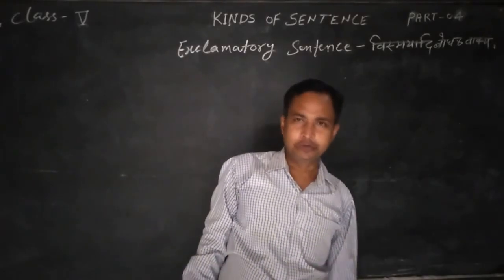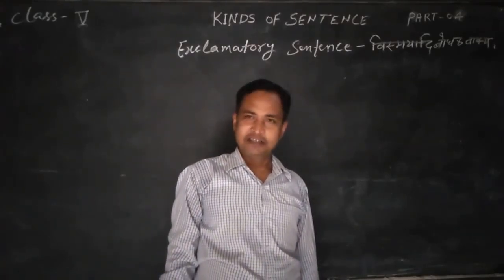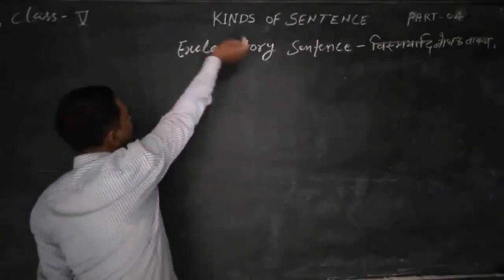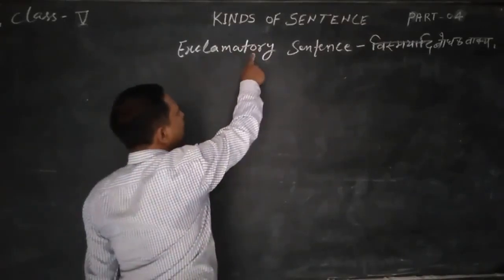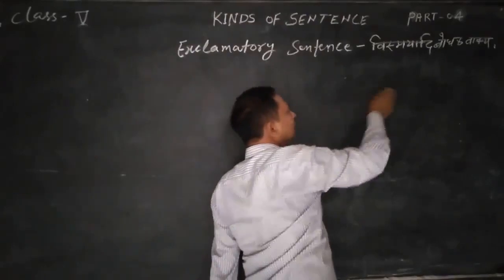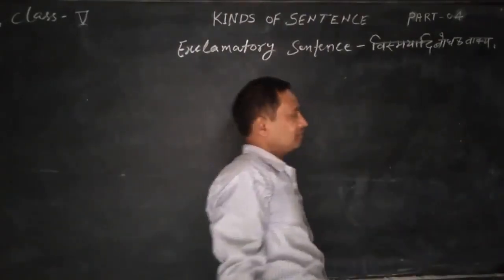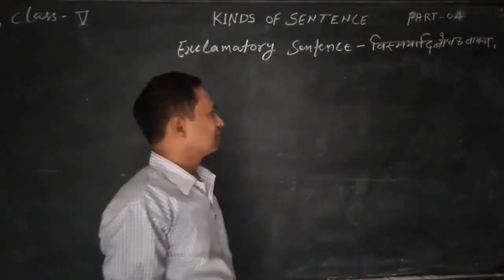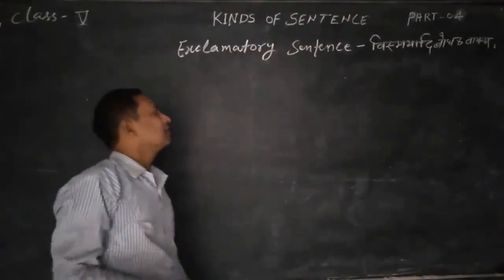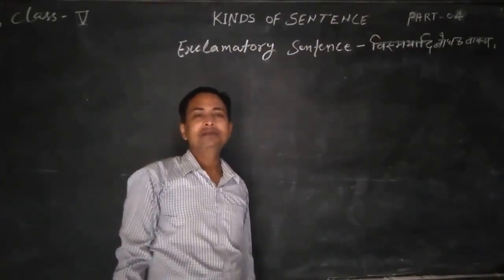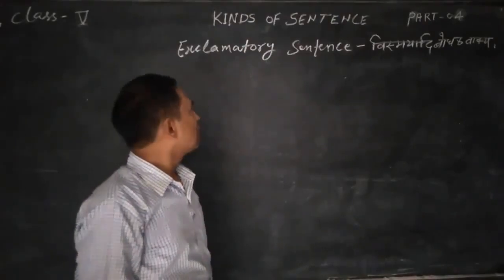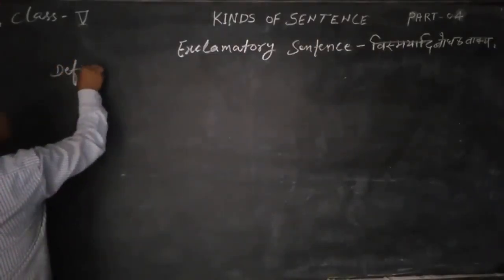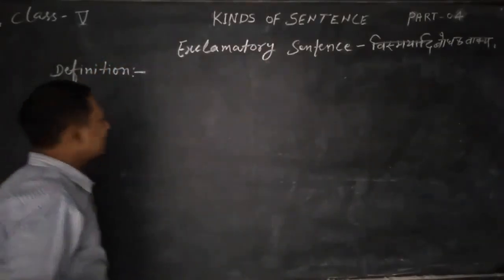Good morning, students. Today we are going to study about exclamatory sentence. Exclamatory sentence means vismayadi bodhak vakya. First of all, what is an exclamatory sentence? Students, to know about exclamatory sentence, we shall have to know the definition of exclamatory sentence. Definition means paribhasha.